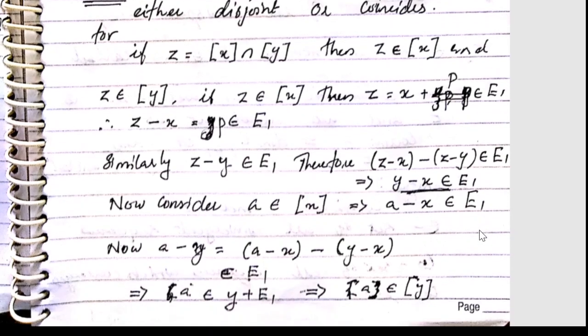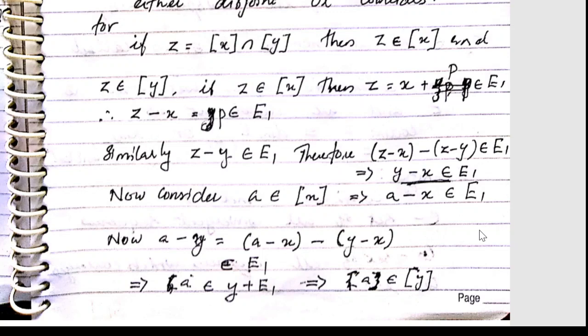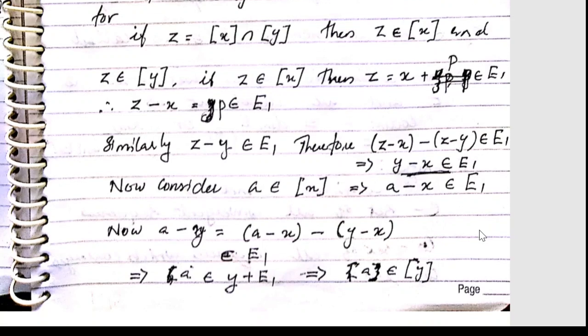Now consider a belonging to coset [x]. Then a minus x belongs to E1. Now a minus y can be written as (a minus x) minus (y minus x). This again belongs to E1, which implies a belongs to y plus E1, which implies a belongs to the coset of y. Therefore, coset of x is contained in coset of y. Similarly, we can prove the other inclusion. So either two cosets are identical or disjoint.